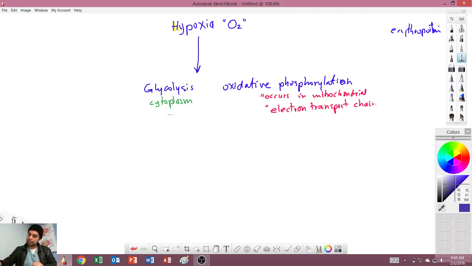In cytoplasm, the environment is anaerobic, meaning there is no oxygen available in the cytoplasm. In the mitochondria, the environment is aerobic, meaning there is oxygen available. So whenever we breathe oxygen, it is simply to replenish the concentration of oxygen in mitochondria. Okay? Alright.